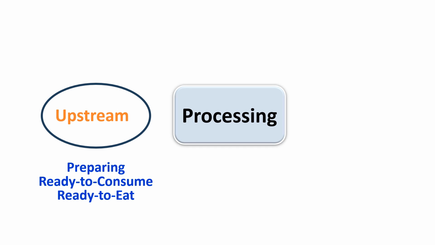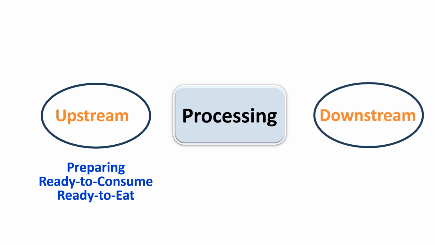Upstream refers to the handling and processing of foods until they are ready to consume or ready to eat, while downstream refers to the stages when foods are ready to consume or ready to eat. It is important to know in which stages loss or waste are concerned and how we need to take actions to reduce loss and waste and enhance valorization.